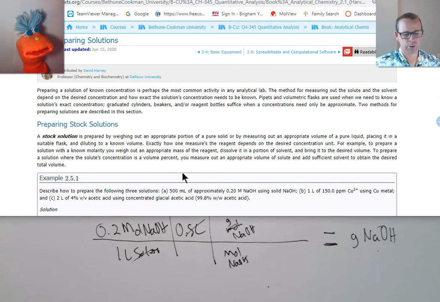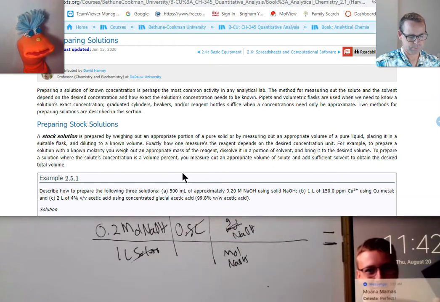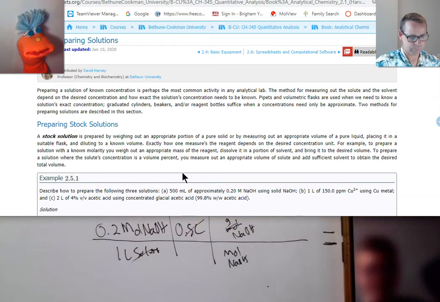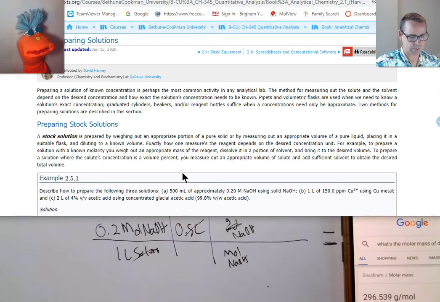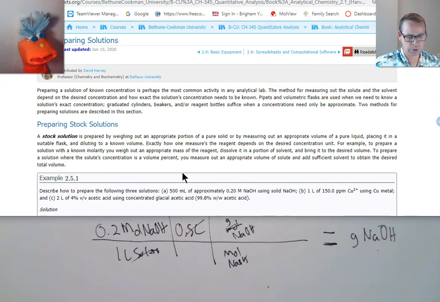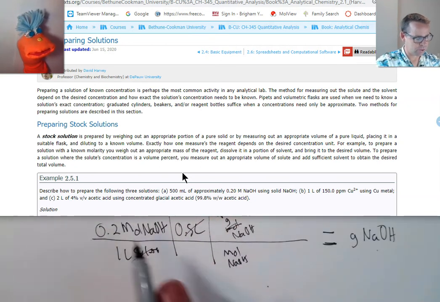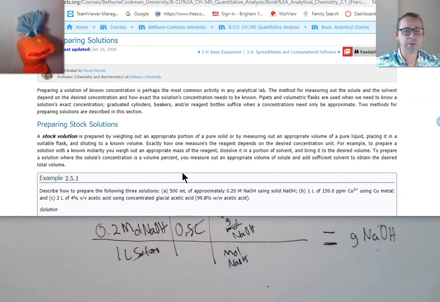Okay, what's the molar mass of sodium hydroxide? Well, why don't you ask the phone? I think it's 40. What's the molar mass of sodium hydroxide? The molar mass of sodium hydroxide is 40 grams per mole. 40 grams. So 0.2 times 0.5 times 40 will tell us how many grams I need to get. Very important part. Now what do we do?